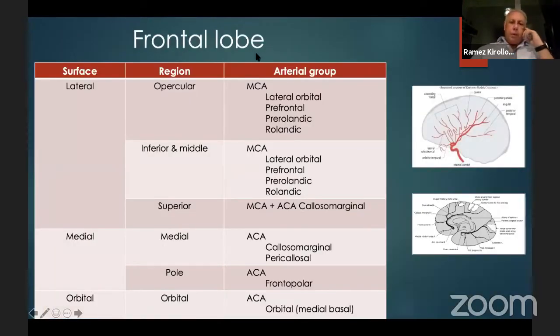So we'll go to frontal lobe AVMs. You can read the table yourself, but these are the branches that come and supply the surfaces of the frontal lobe. You have a lateral surface, a medial surface, and an orbital surface. And these are the arteries that we go through and how to identify them on an angiogram.